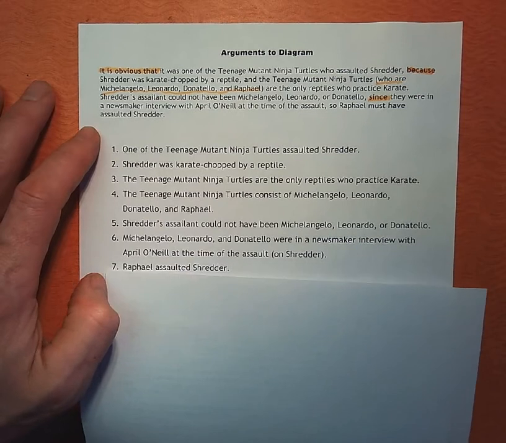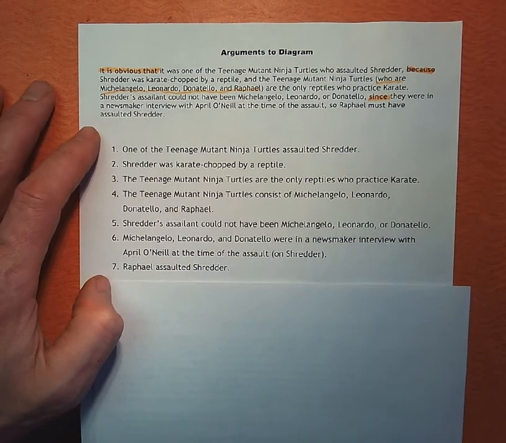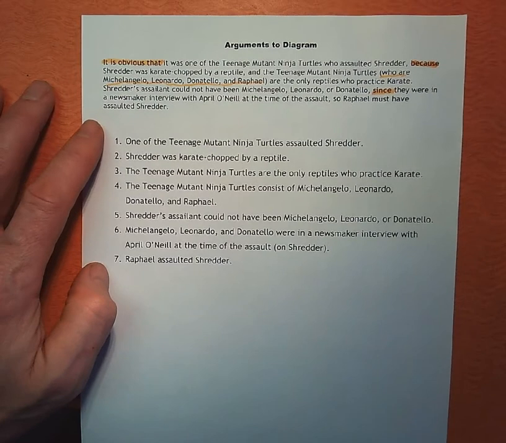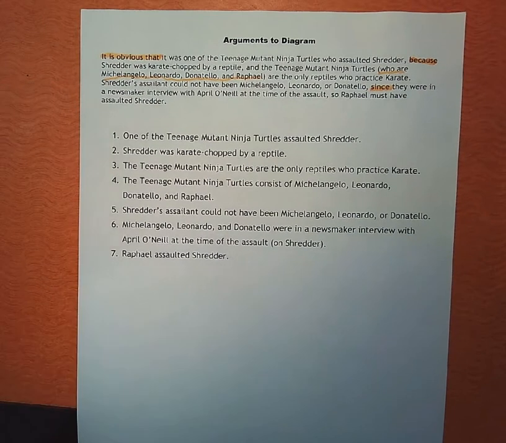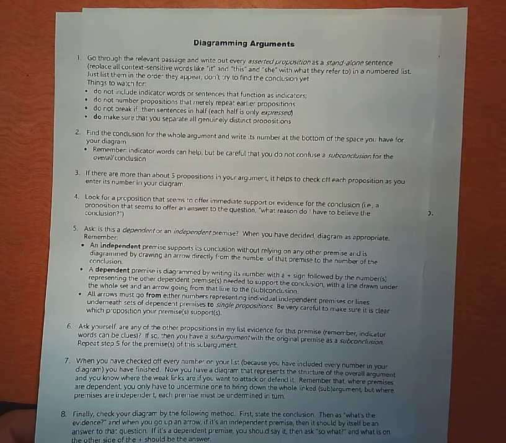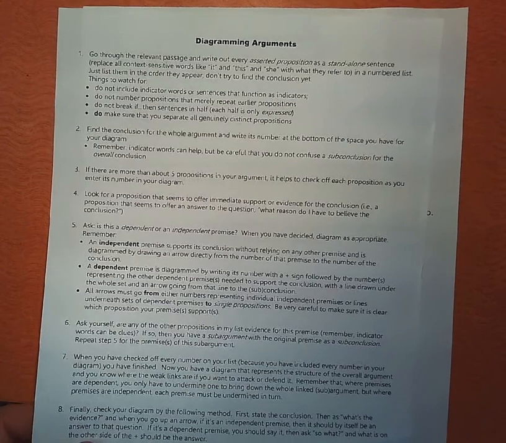Finally, Raphael assaulted Shredder. Okay, so that's all of the propositions. And so that's stage 1 in our diagramming arguments sheet. All right, what's the next stage? 2, find the conclusion. All right.